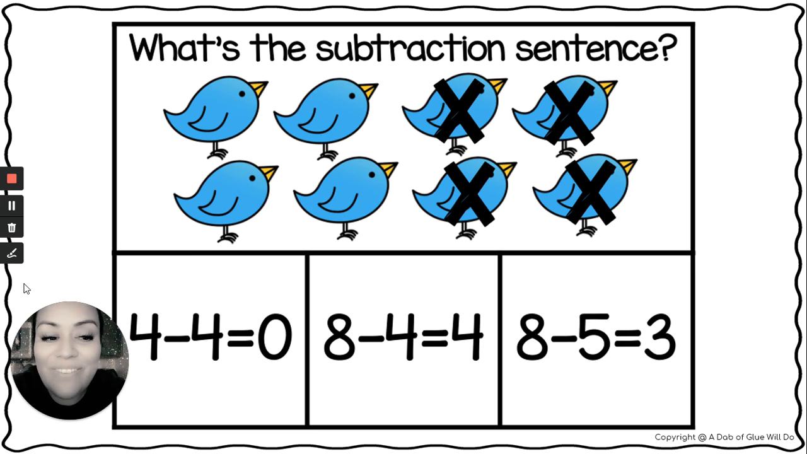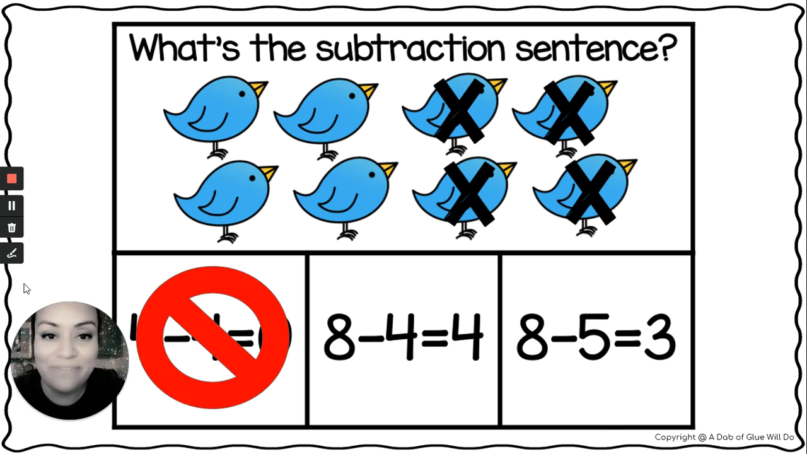Yes, if you said 4, that's great. And how do you know that? Because they're crossed out. That's right. So 8 minus 4 equals how many? How many are left? Yes, 4. 8 minus 4 equals 4. Great job.